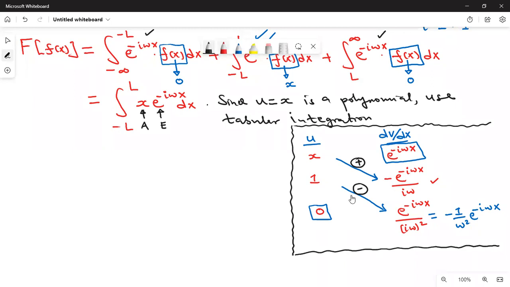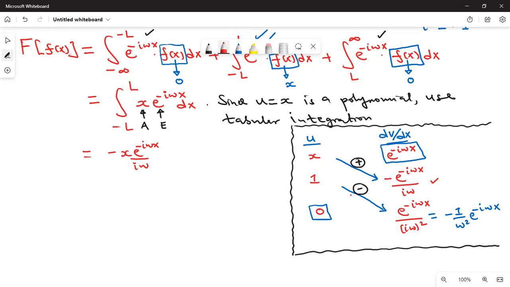Let's go back to our integral. So this means we take x times negative exponential negative I omega x over I omega. That will give us negative x times exponential negative I omega x over I omega. That's the first row, the first arrow I mean.